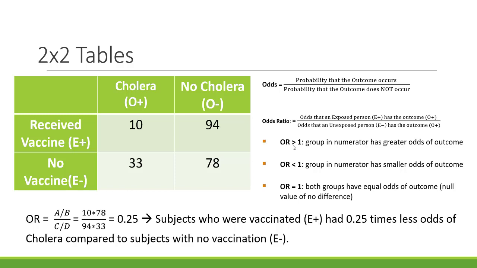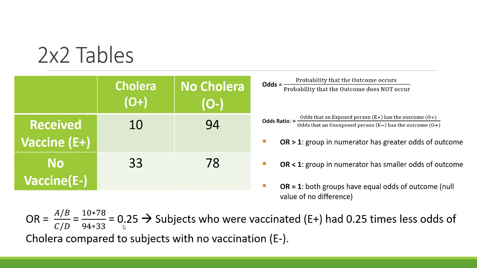If we wanted to calculate with a 2x2 table, there's a couple ways of thinking about the formula, but you can do A times D divided by B times C. If we do a little bit of math here with fractions, that's what the math is showing here. And we get an odds ratio of 0.25. So in this case, subjects who were vaccinated had 0.25 times the odds of cholera compared to subjects who were not vaccinated. So that's just a review.